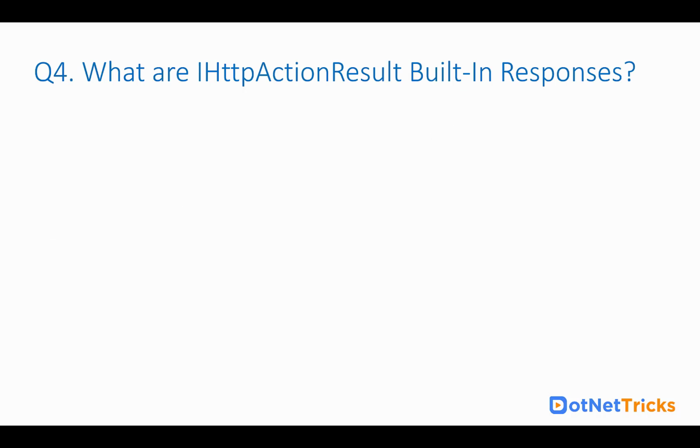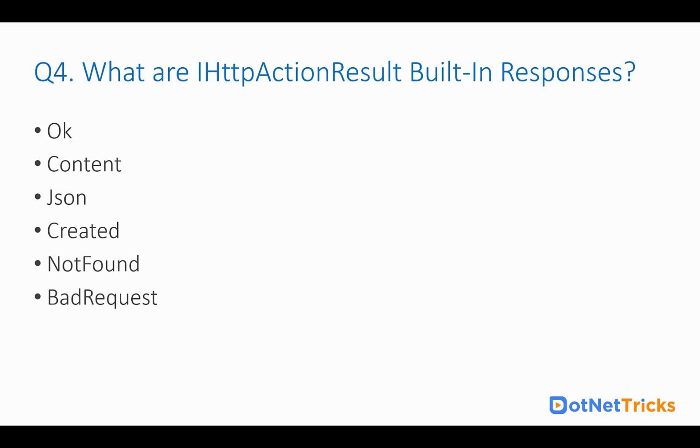Now let's move to the next question: what are the IHttpActionResult built-in responses? IHttpActionResult is going to return different types of response. Built-in responses are available, which are helpful for returning the response in a better way. We have the Ok method, Content, Json, the Created method, the NotFound method, the BadRequest method, Conflict, InternalServerError, and Unauthorized. These are the various methods that are helpful for preparing the response when you are returning the data from your Web API action.